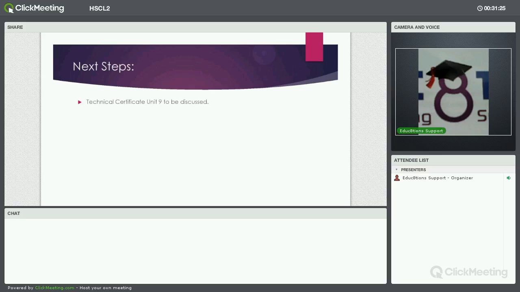So next week, technical certificate Unit 9 is to be discussed. But obviously Unit 9 is the final unit of the technical certificate. As you know, the first 1 to 9 units are mandatory units, which also make up the first 9 units of your main aims. So obviously you don't have to do them again, but we will RPL those to your main aims. So all you have to do is your main aim optional units, which obviously then there will be classes for those as well.